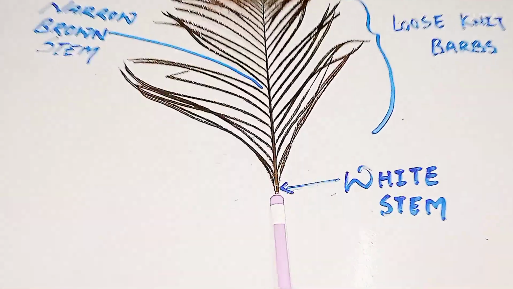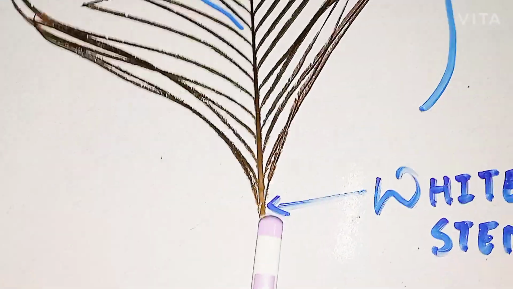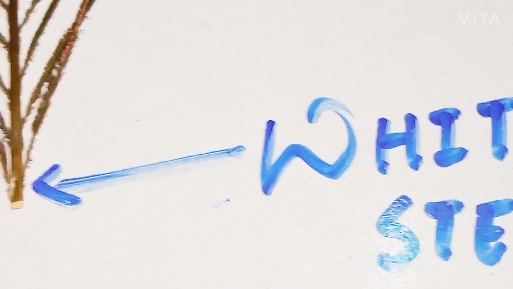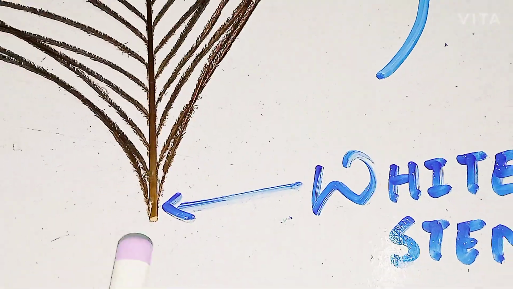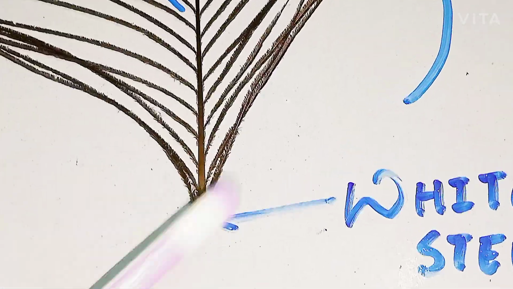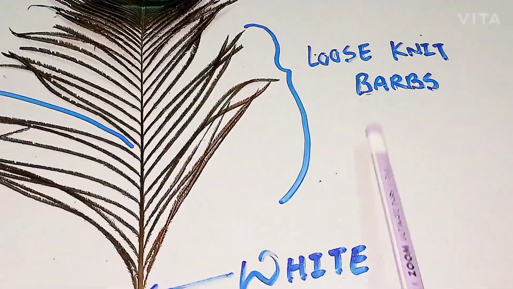This point you can see here, the bottommost point, what we call it is wide stem. Okay, this is called wide stem. This part, this tip part. Okay, now let's move to the second one.